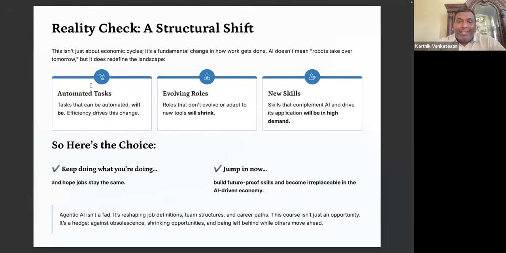So yeah, if a task can be automated, it will be. You or me can't do anything about it. Roles are evolving, and when you adapt to new tools, those roles will shrink.